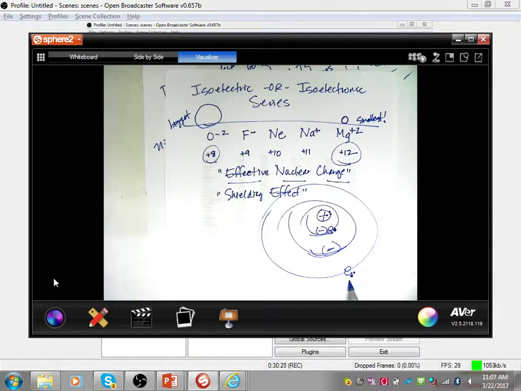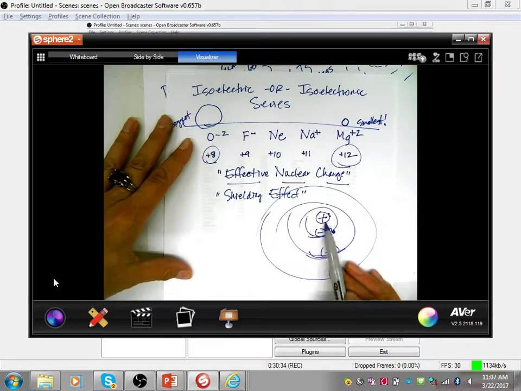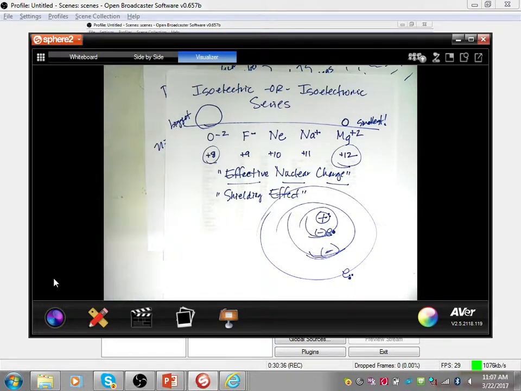So the further you get away from the nucleus of an atom, the less pull it has, not only because of proximity, but also the shielding effect. Distance is both aspects. All right, any questions on electron configuration? I know this is a lot to absorb at once.